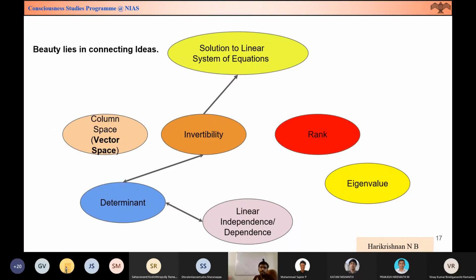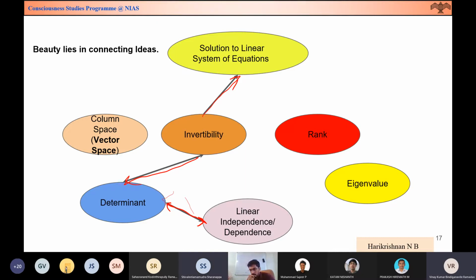What we try to do at this particular point is connect the solution of a linear system of equations with invertibility, with the determinant, and with linear dependency. So I will just take a pause at this moment. Do you have any questions, doubts, or suggestions that I can incorporate before moving forward? Feel free to ask and provide any suggestions. There are no questions in chat as such, but if anybody has questions, they can unmute themselves and ask now.